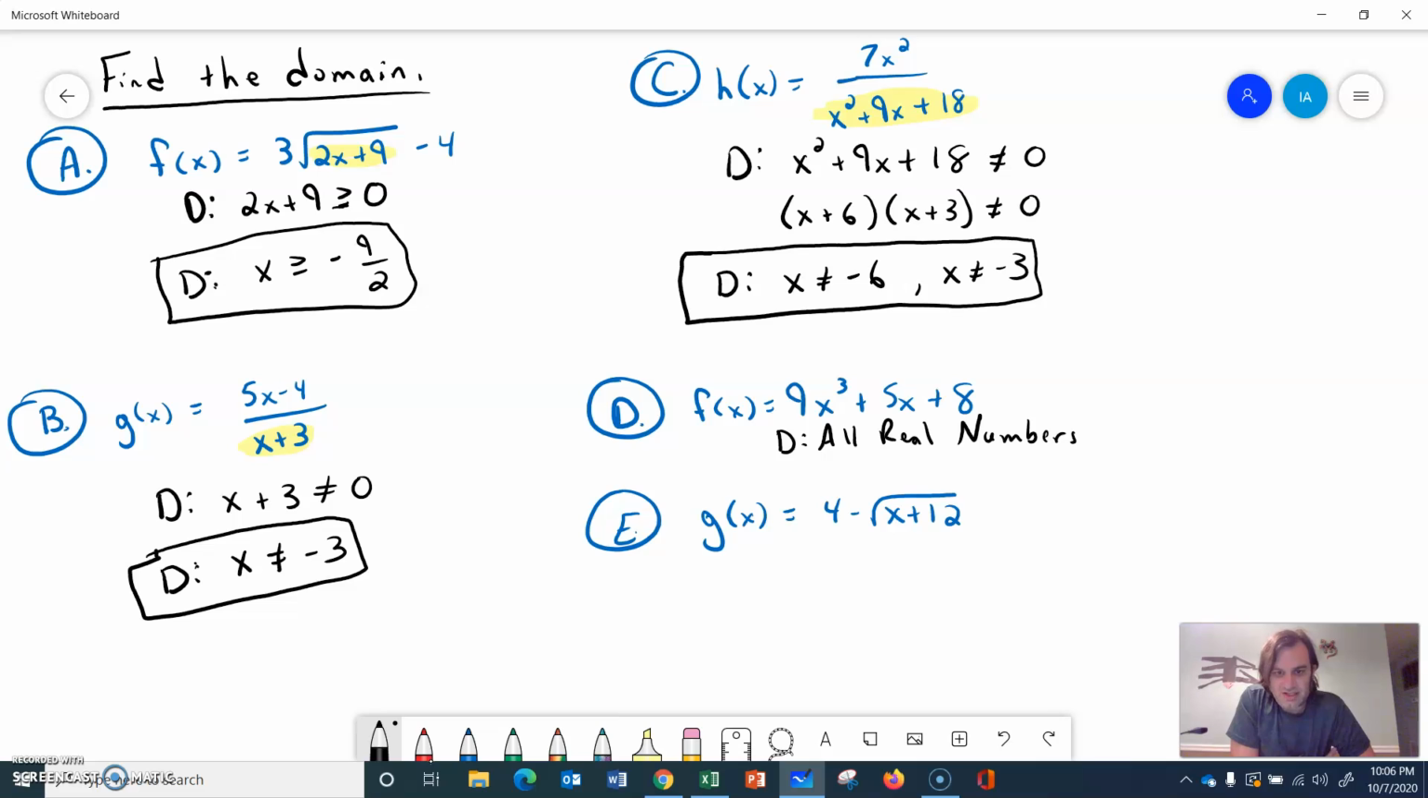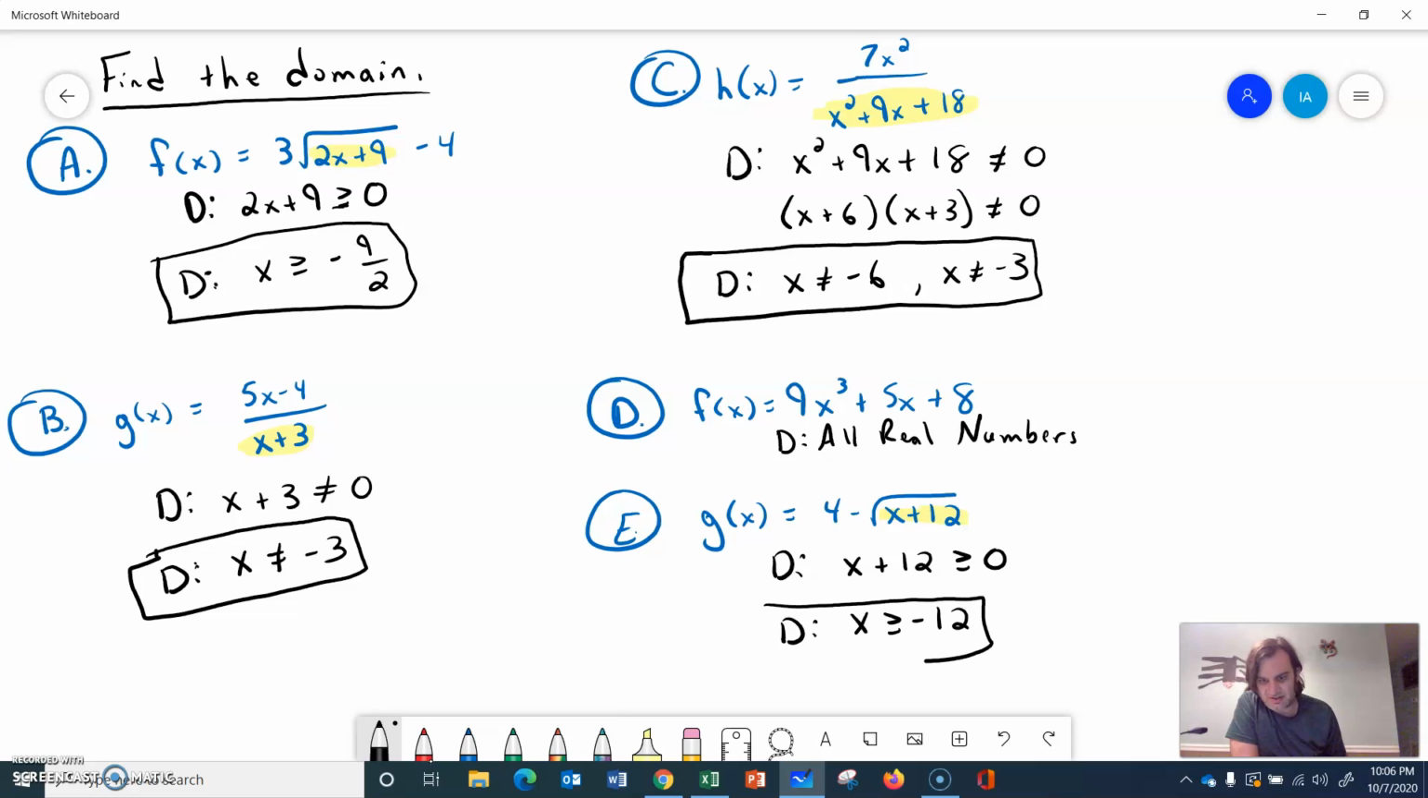E, g of x equals 4 minus the square root of x plus 12. I have a root, under it is x plus 12. So remember, we're going to say x plus 12 has to be greater than or equal to 0 to stay out of those imaginaries, not have a negative under the root. Get that by itself. x is greater than or equal to negative 12. So I can plug numbers negative 12 and bigger into g.